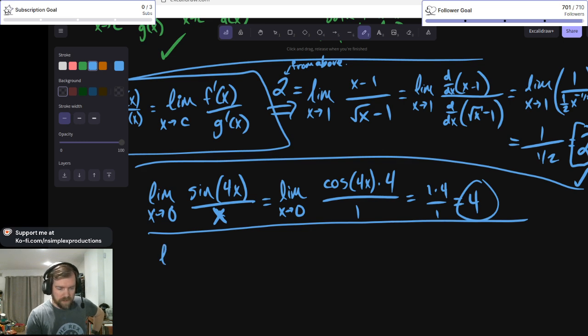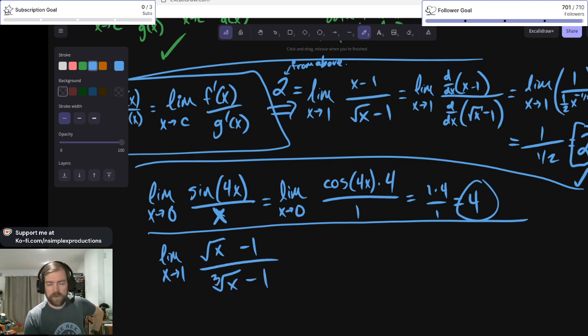Okay, b, taking the limit as x goes to 1 of the square root of x minus 1 over the cube root of x minus 1. That's not nice. It's okay.